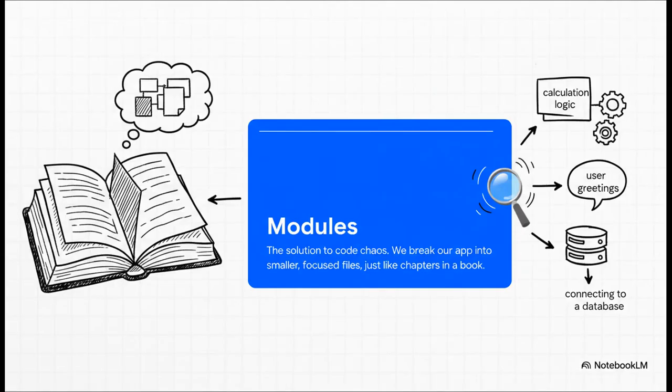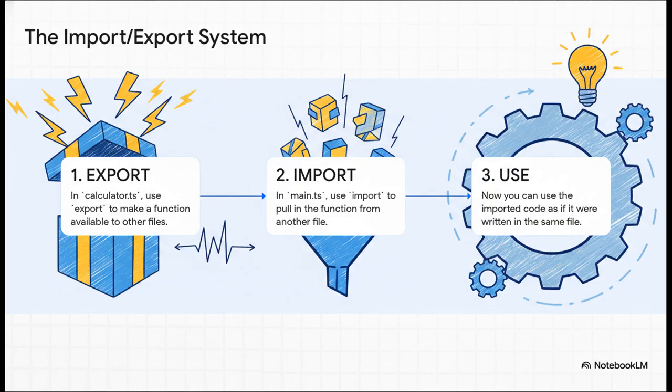The solution is to think like an author and break our book into chapters. In programming, we call these modules. We break our application into smaller, more focused files. So maybe you'll have one file for all the calculation logic, another for handling user greetings, and a third for connecting to a database. Each file has one single, clear job. So how do these separate files talk to each other? It's through this really simple but powerful system of import and export.